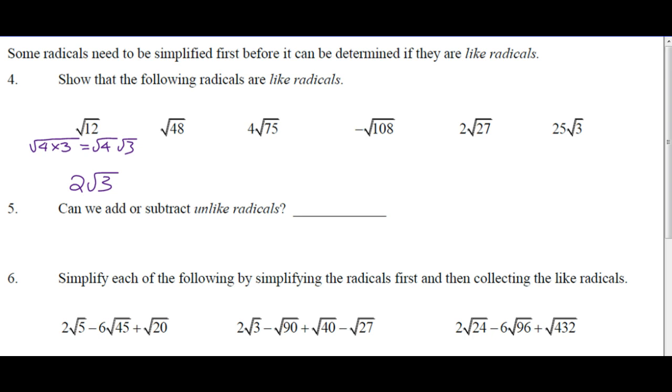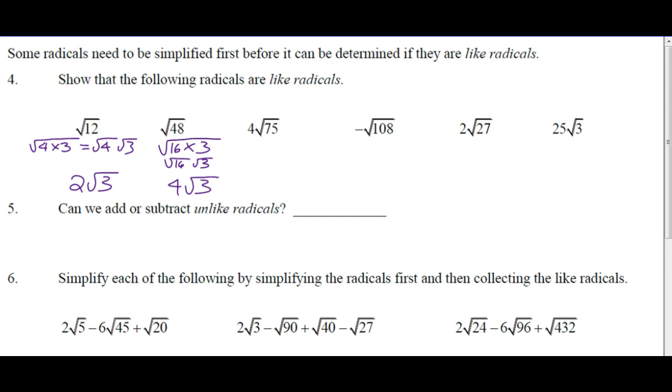Go through the same process. What's a perfect square that goes into 48? 16, right? Look, 4 goes into it, but if 4 goes in, always look higher. Always look at 16 and then 64. So 48 is 16 times what? 3, which becomes root 16 root 3, which becomes 4 root 3.